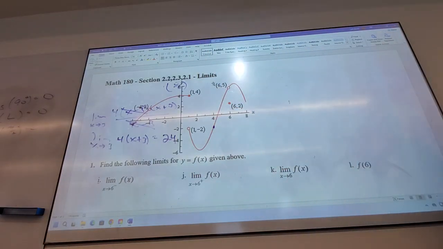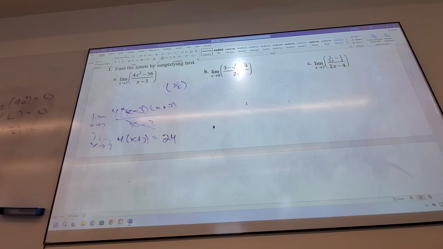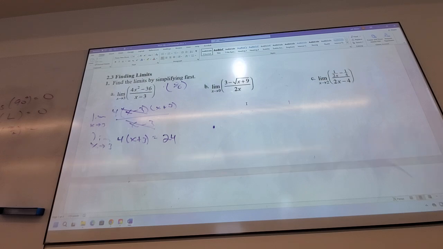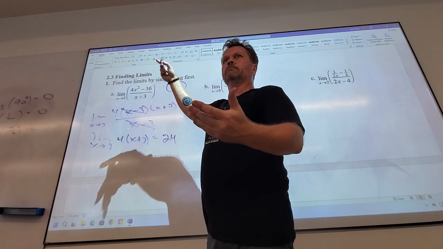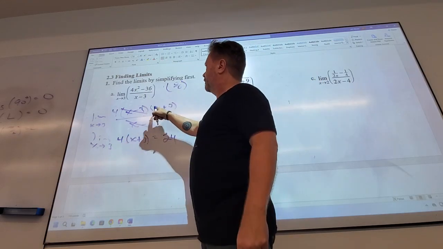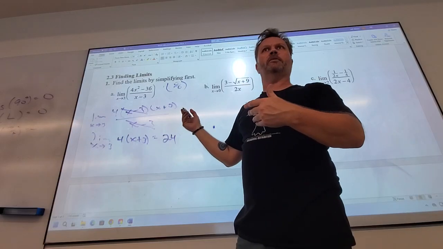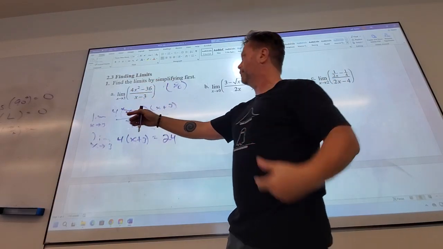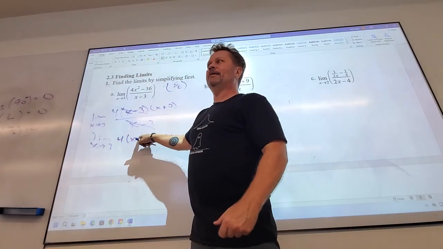So on that problem, why did I have to do something weird? Because the original problem was 0 over 0. I don't know what that means. I've got to do something. Now I'm able to plug a 3 in? Yeah, there's no problem if I plug a 3 in now. I've removed the problem. I literally removed the problem. It died. Okay.